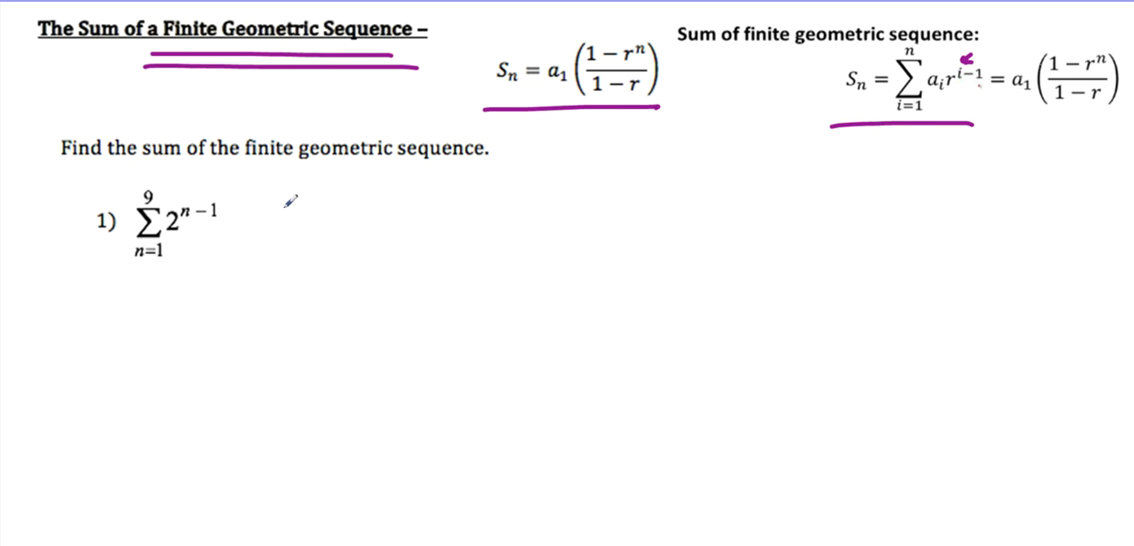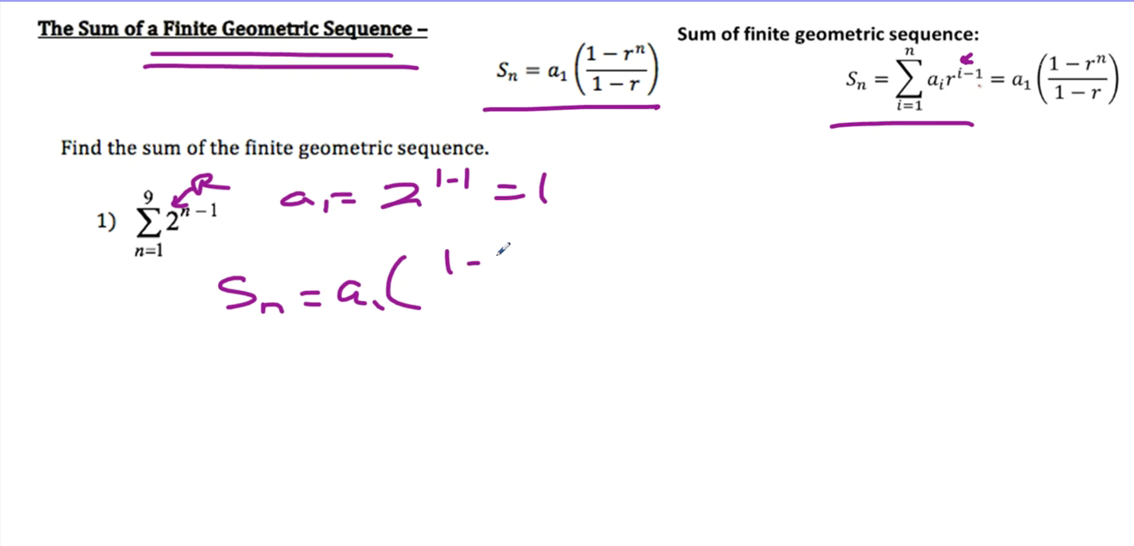So when we have this, what we're going to do is, okay, what is my a sub 1? We need that. We're going to have to solve for it. That's nothing more than 2 to the 1 minus 1, which is equal to 1. Well, that makes it super easy. And we have our r. Okay, that is our r. So we can now plug things into our formula. We're going to plug into this one right here. So let me rewrite it down here. S of n is equal to a sub 1 times 1 minus r to the n over 1 minus r.